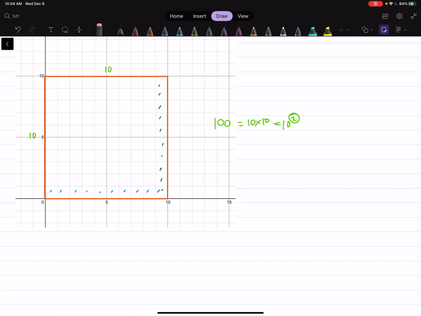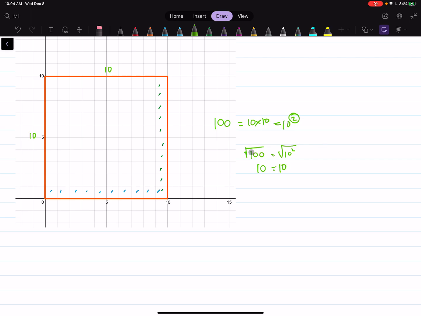Remember, the area is 100. How do I find the side length? I just square root it, which is the same thing as square rooting a square. 100 is the same thing as 10 squared, and square rooting 100 is just 10. Therefore, the square root of 10 squared is also 10.